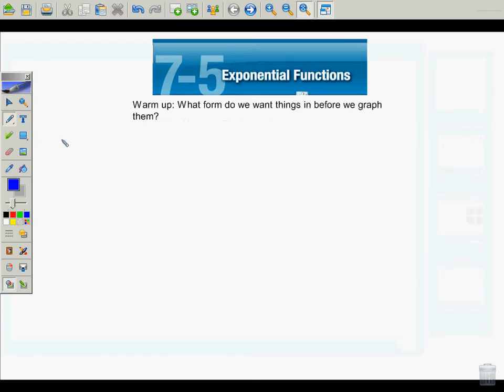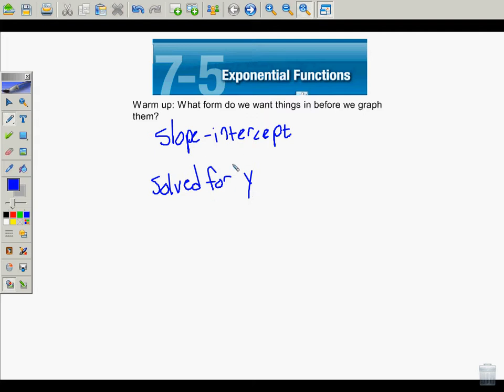For this lesson, we're going to be talking about exponential functions. And the first thing I want to talk about is the warm-up, and it's what form do we want things in before we graph them. And we've talked about this a bunch of different times, but we always want things in slope-intercept form. That's what we've talked about before, which is just basically solve for y. So we want to make sure we have equations solved for y. That's the important thing that you should remember.